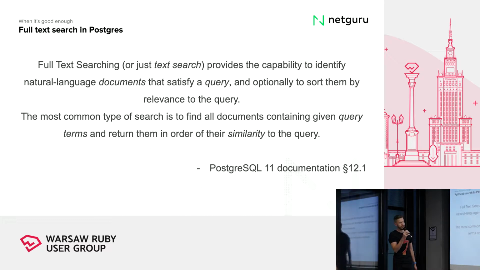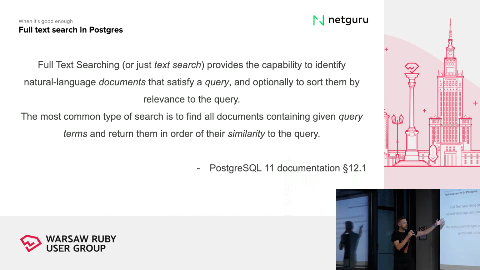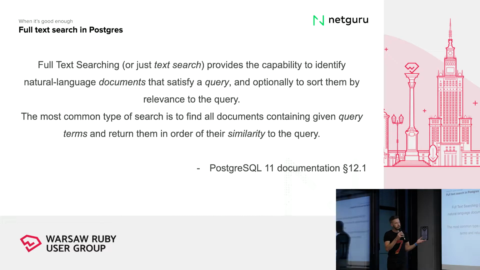So, what's the most important part of this definition? That we will be dealing with natural language documents. What are the documents? The documents in the Postgres context are just text fields, text data or long strings, but with natural language, so sentences, words, and so on. So for example, documents might be articles that have very long text, or maybe product descriptions, comments, even logs from some application.